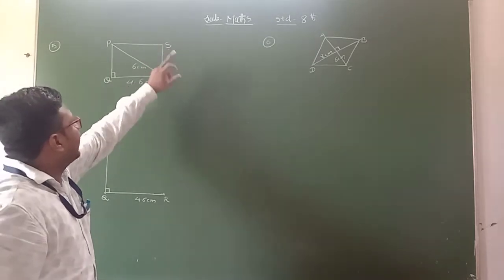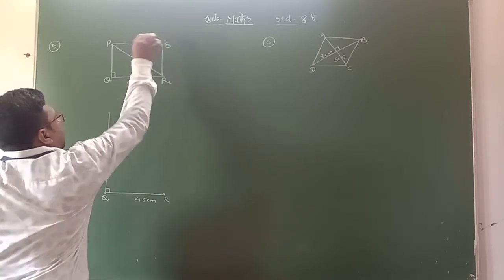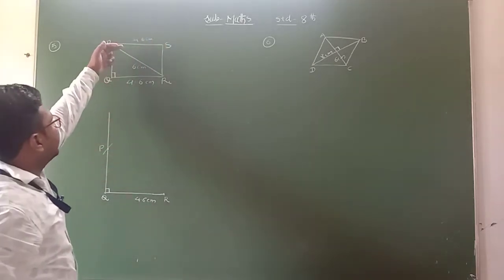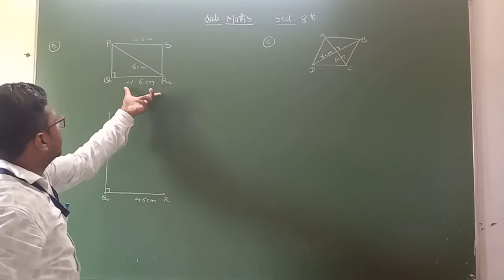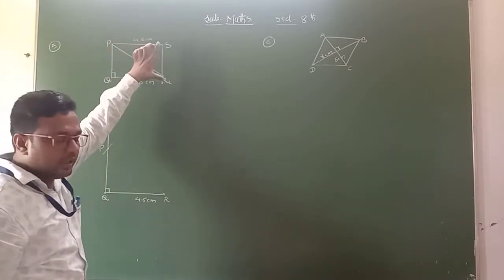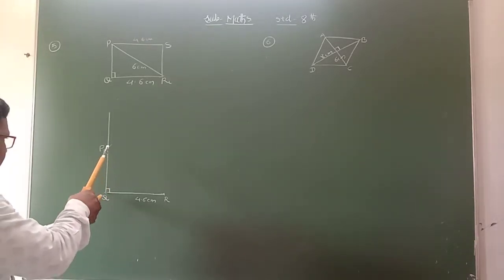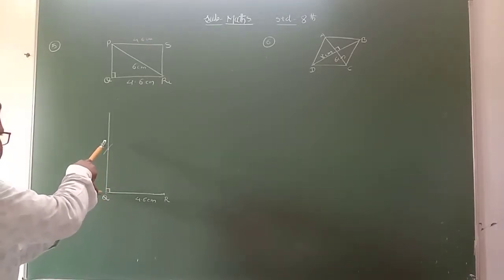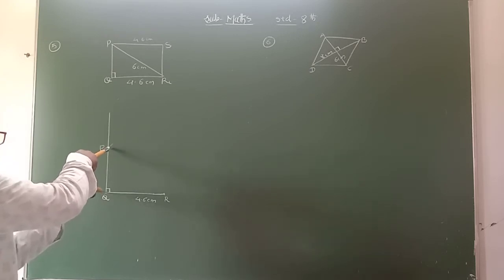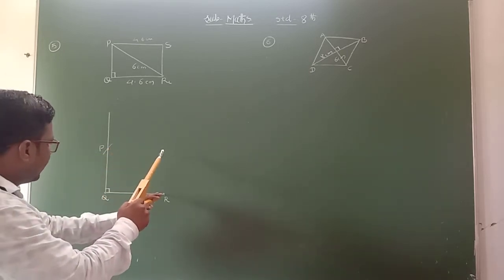Now the distance of S from P is 4.6 cm. Correct? Because opposite sides of a rectangle are equal, that is QR is equal to PS. Similarly PS is equal to what? SR. Clear? Here I take the PQ distance. Opposite sides of a rectangle are equal.